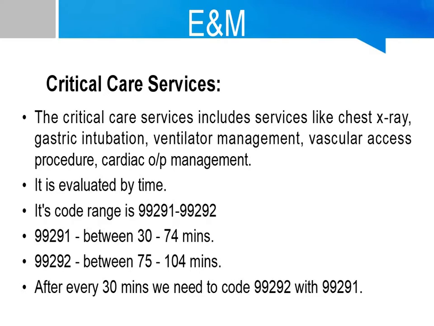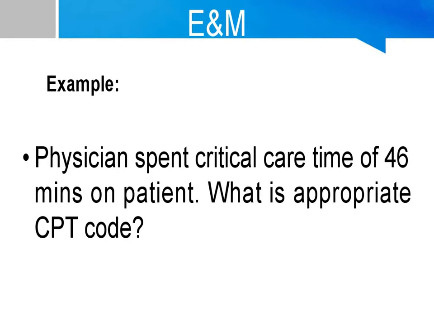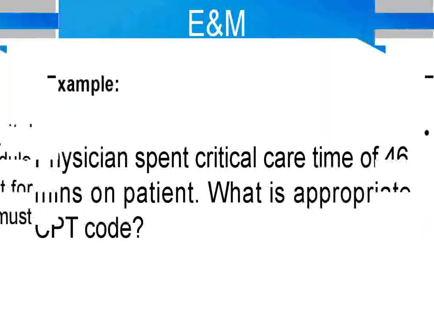So we have to wait for the 30 minutes. That's the point here. Okay, so let's go, because if it is less than 30 minutes, if the physician has spent time with the patient less than 30 minutes, so we will not quote this critical care services. Okay, let's go for this example here. So physicians spend critical care time of 46 minutes on patient, that is more than 30 minutes. So what is the appropriate code? So I assume that you can guess it.